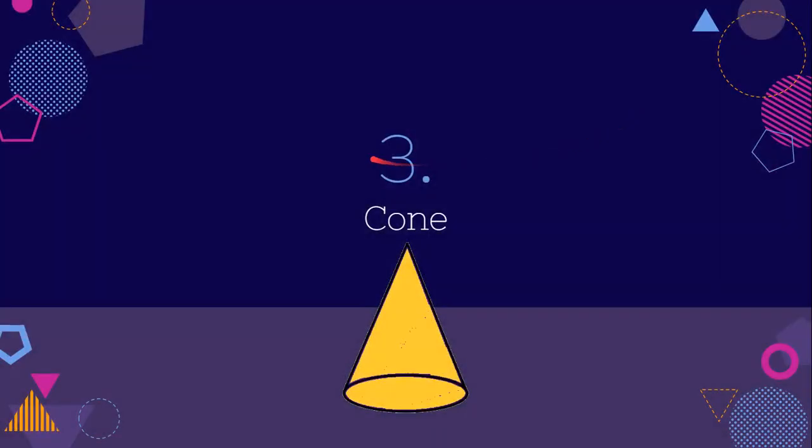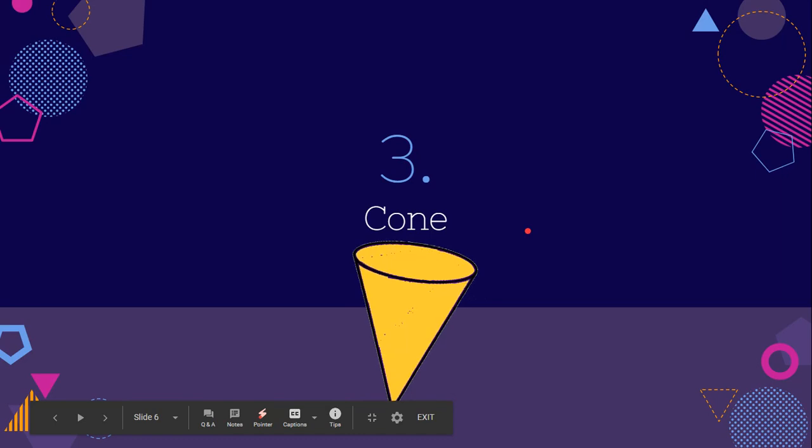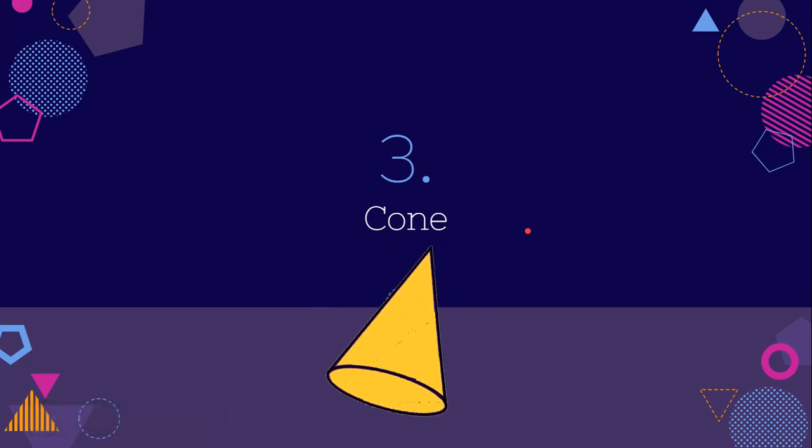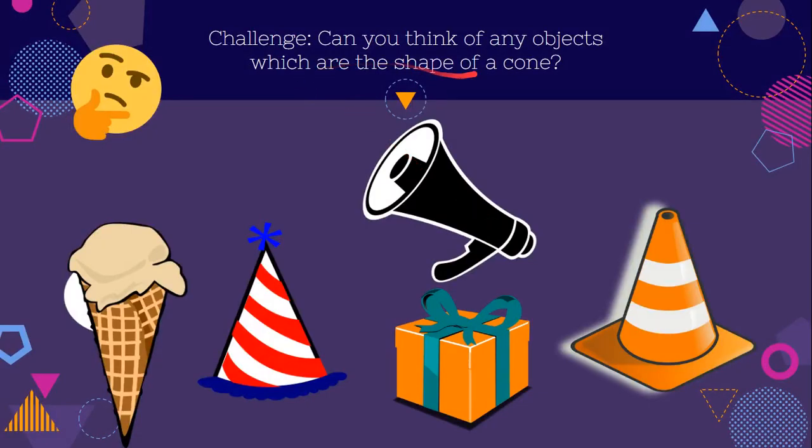Now, shall we move to the next shape? Off we go. The third shape is a cone, boys and girls, and we have a circle on the bottom. This is how the cone looks like. Now, can you think of an object that has the shape of cone? Well, let's see these objects. Did you find the object that does not have the shape of cone?